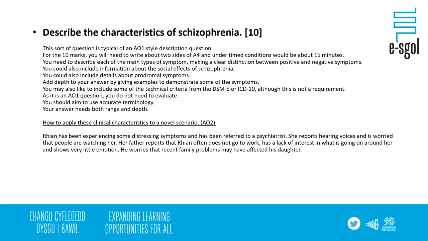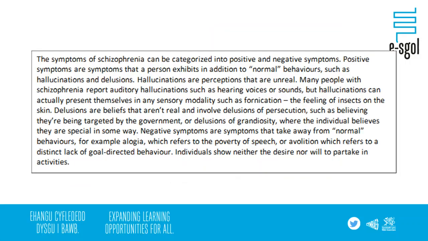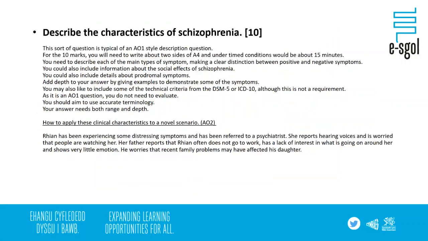Before I show you these two questions, okay, here they are. One thing that you could also note is that sometimes you may be asked to apply the characteristics to a novel scenario. So this would be an AO2 question, an application question. So you won't really need to write everything you know about the characteristics of schizophrenia down, but instead you need to be able to apply them to a case study, I suppose.